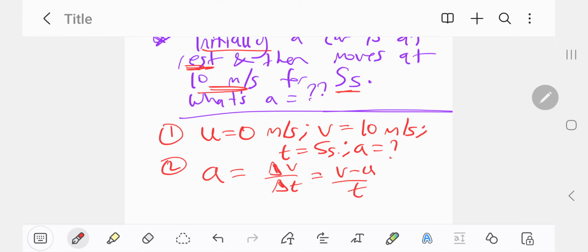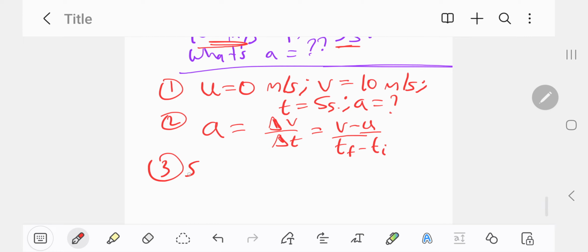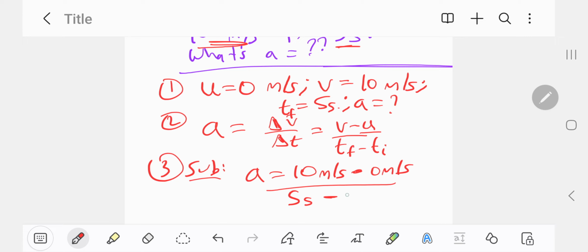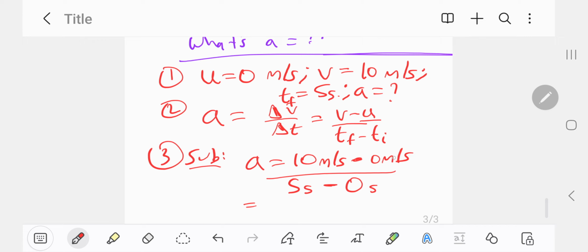In this case, we're assuming that time starts at 0. T equals 0, and it goes up to 5 seconds. I'll actually do this to make things easy for you. Final time minus initial time. 3, we sub. So let's sub in. A equals, so V is 10 meters per second, minus U, which is 0 meters per second, divided by final time, which is 5 seconds, minus initial time, which is 0. You always assume it's 0 if you're only given one time. 10 minus 0 divided by 5 minus 0 is 10 over 5 seconds. And that's 2 meters per second squared.